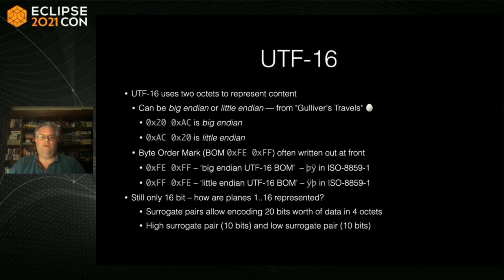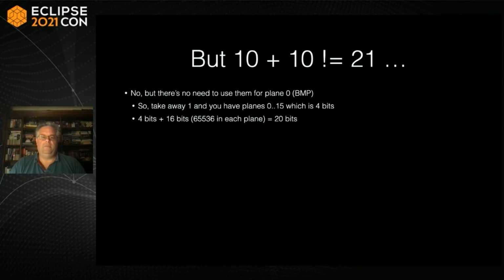How do you represent the other planes that are going to be encoded inside there? The way that they did that was they carved out a space within Unicode 1 to represent surrogate pairs. And a surrogate pair is a high surrogate and a low surrogate that represents the additional plane data inside there. And that gives us 10 bits in the high surrogate and 10 bits in the low surrogate. But of course, 10 plus 10 is not 21.